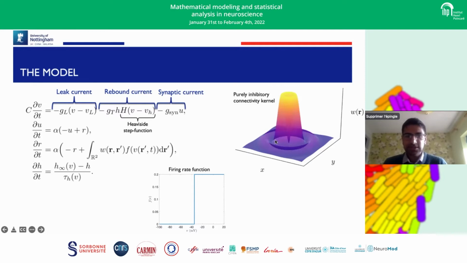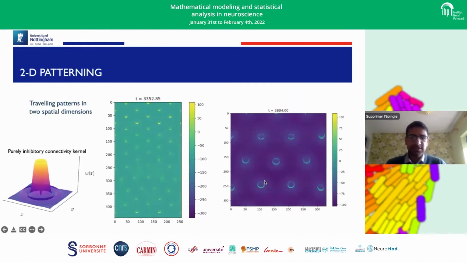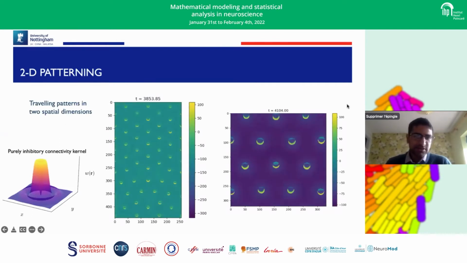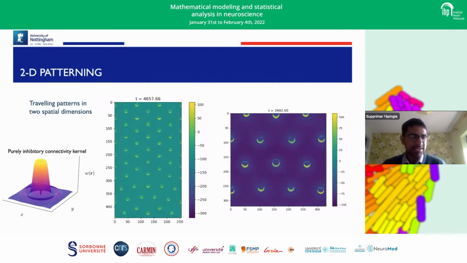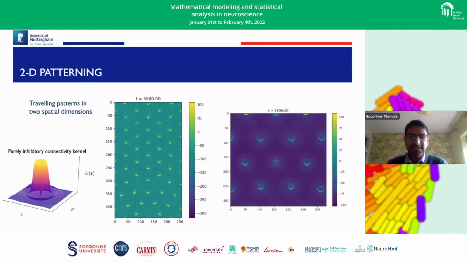And what we do is we choose a connectivity kernel, which is purely inhibitory. So there's no excitation in our connectivity W. And with this setup, I want to show you some of the patterns that we've seen on the plane. Bearing in mind that this is a purely inhibitory connectivity kernel, we get these sliding hexagons that move across the domain, sort of oscillatory hexagons. And really what's going on here is the rebound phenomenon is generating all of these patterns.